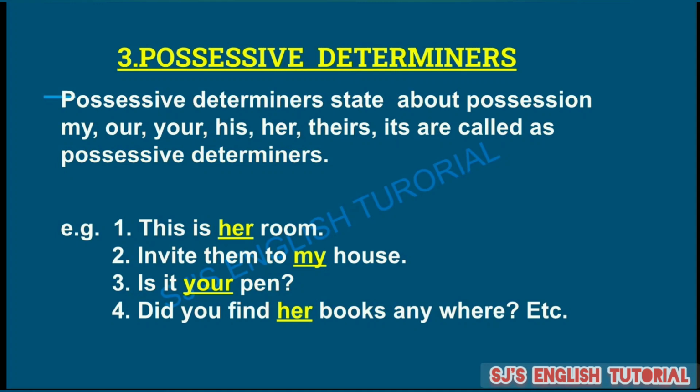Possessive determiners. Possessive determiners state possession. My, our, your, his, her, their, its are called possessive determiners. Let us have a look at the examples. This is her room. Invite them to my house. Is it your pen? Did you find her books anywhere? Etc.